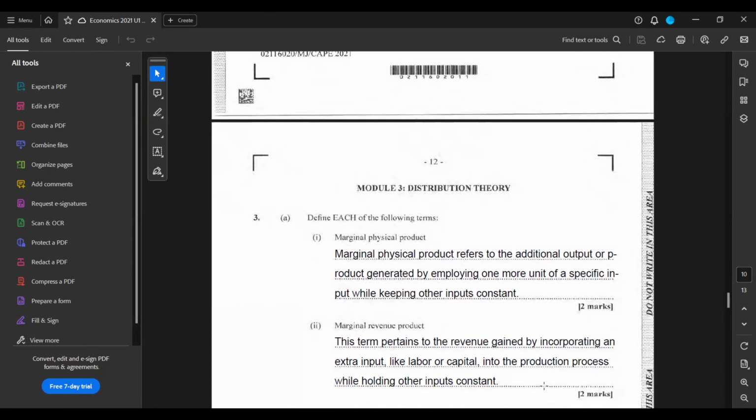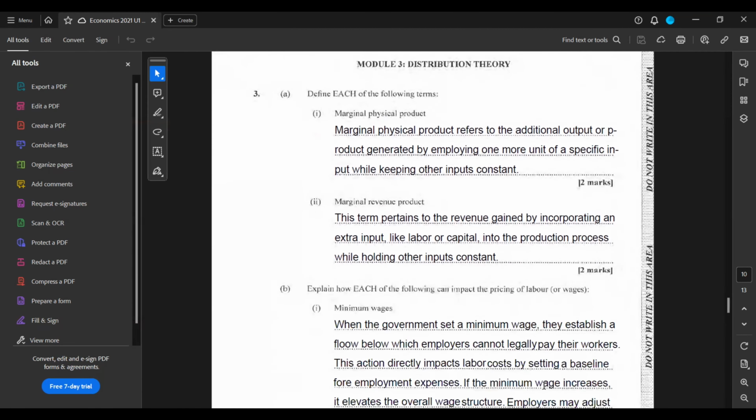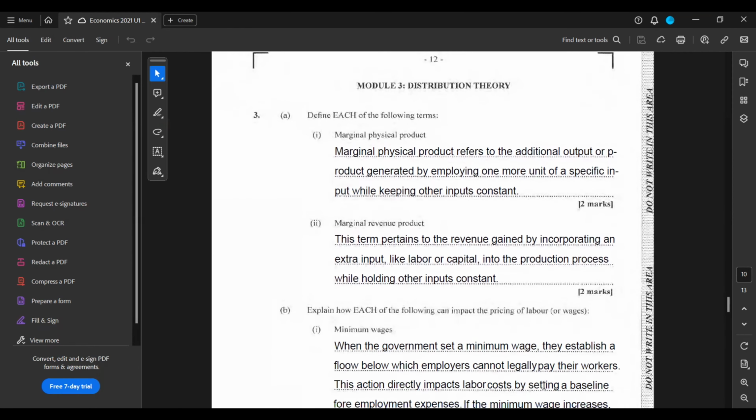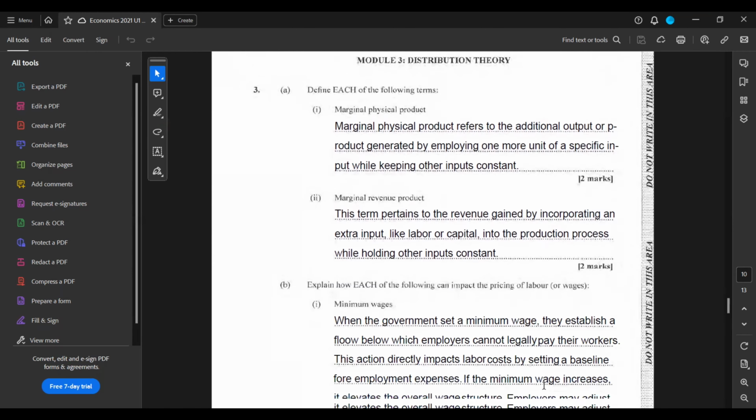The term pertains to the revenue gained by incorporating an extra input, like labor or capital, into the production process while holding other inputs constant. Part B explains how each of the following could impact the pricing of labor or wages.